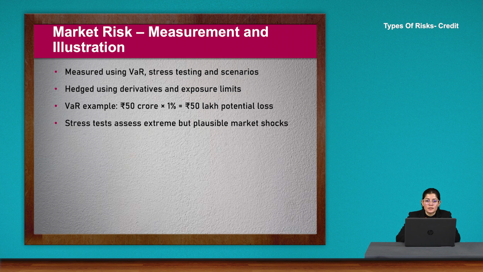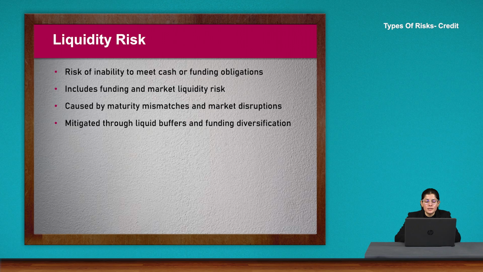So now we will understand an illustration of VaR. If a bond portfolio worth 50 crore rupees has a 1-day 99% VaR of 1%, the estimated maximum loss on 99 out of 100 days is the amount, let's suppose 5 lakh, and 0.1 of that will be the loss. This estimate helps management in determining capital allocation and trading limits. Stress testing supplements VaR by assessing losses under severe but plausible scenarios. Now let's move to another slide.